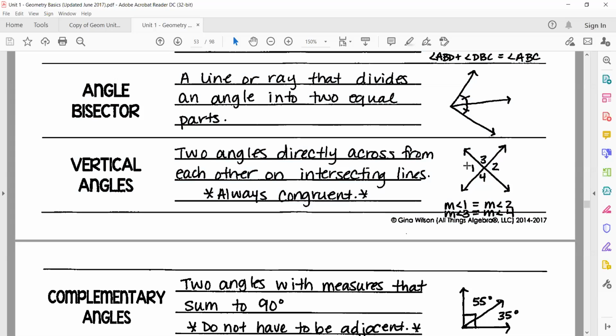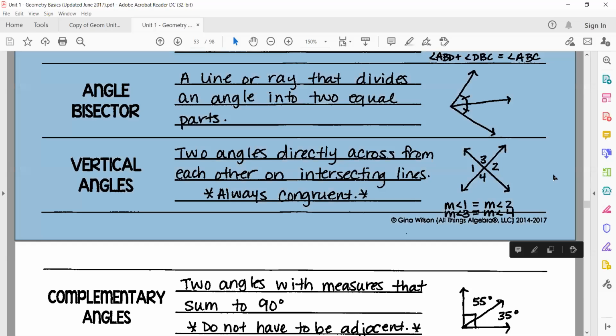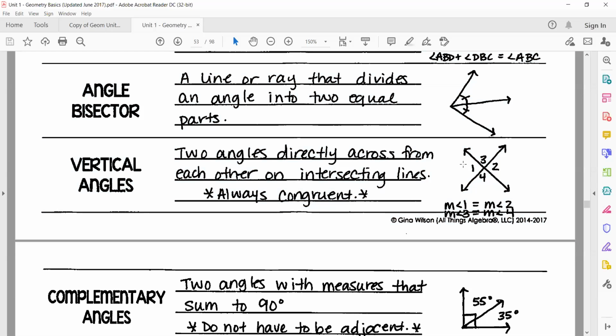So angle 1 and 2 are congruent. Whatever the measurements are, angle 1 and 2 are congruent. Angle 3 and 4 are congruent. So if I knew what angle 1 was, I could find all the rest of those angle measurements. You will see a lot of problems like that. So vertical angles, this is one of the most important definitions that we've got in this first unit.